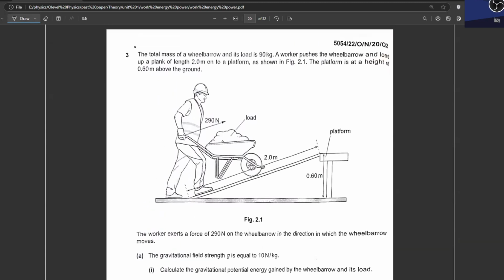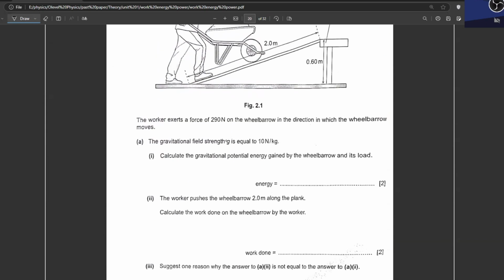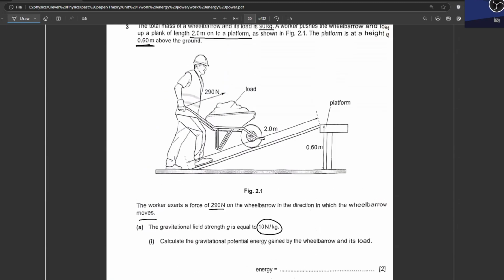The total mass of a wheelbarrow and its load is 90 kg. A worker pushes the wheelbarrow and load up a plank 2 meters onto a platform as shown in figure 2.1. The platform is at a height of 0.6 meters. The worker exerts a force of 290 N on the wheelbarrow in the direction in which the wheelbarrow moves. The gravitational field strength is 10. Calculate the gravitational potential energy gained by the wheelbarrow and its load.